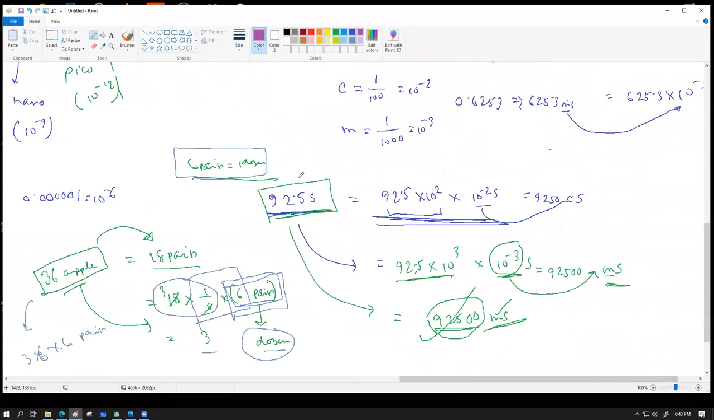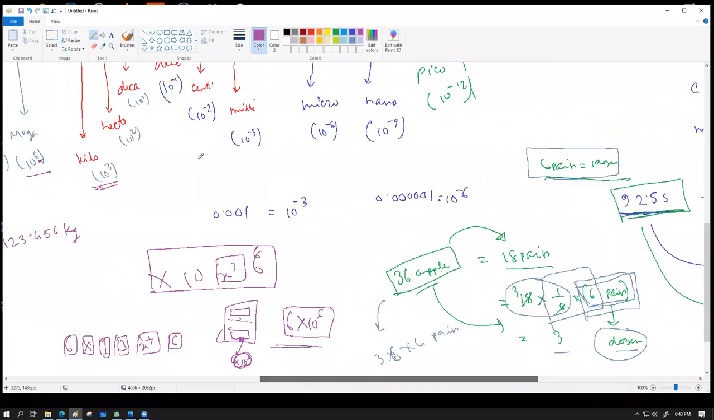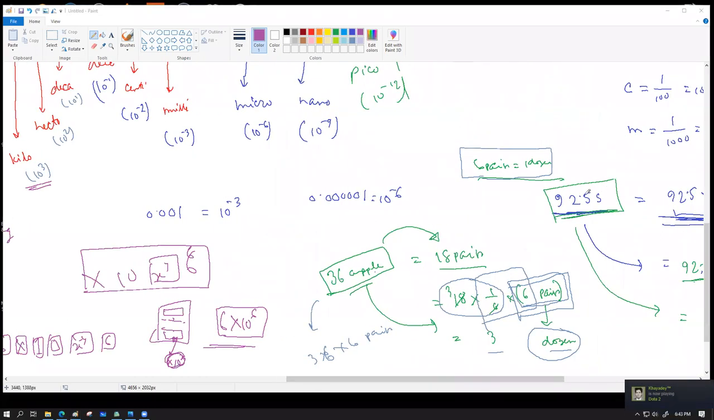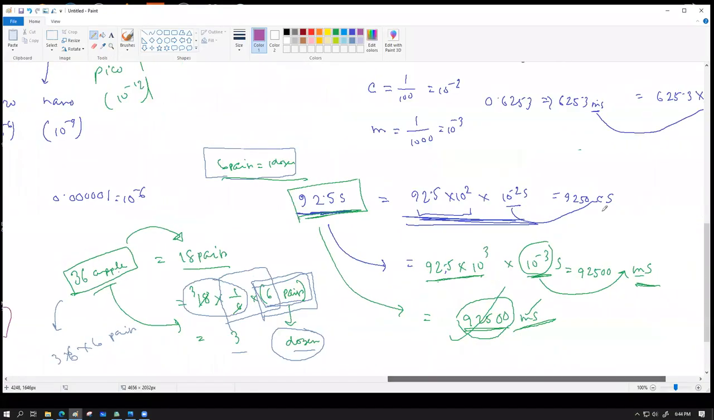Have a look. This was 92.5 seconds, right? Take this out. This is 92.5 seconds. Now think about it. If you want to express it in centi, centi has 10 to the power of how many? Centi is 10 to the power of minus 2. Have a look. This is minus 2, which means you have to move the decimal place to the right side by 2 divisions. So here and one more. So you need another 0 over here. So that's basically 9250.